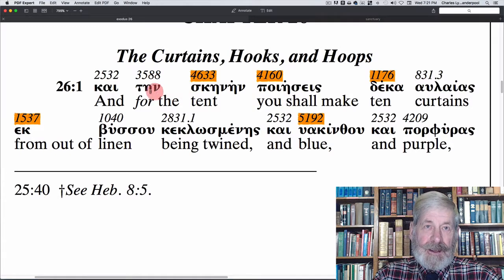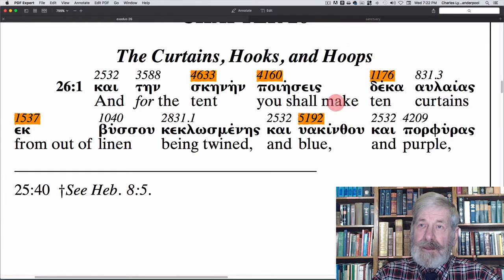So I'm not the best when it comes to this whole thing, but the words I do know. And it starts out for the skene, the tent, the skene. We get the word scene because the early plays and so forth were done in tents.